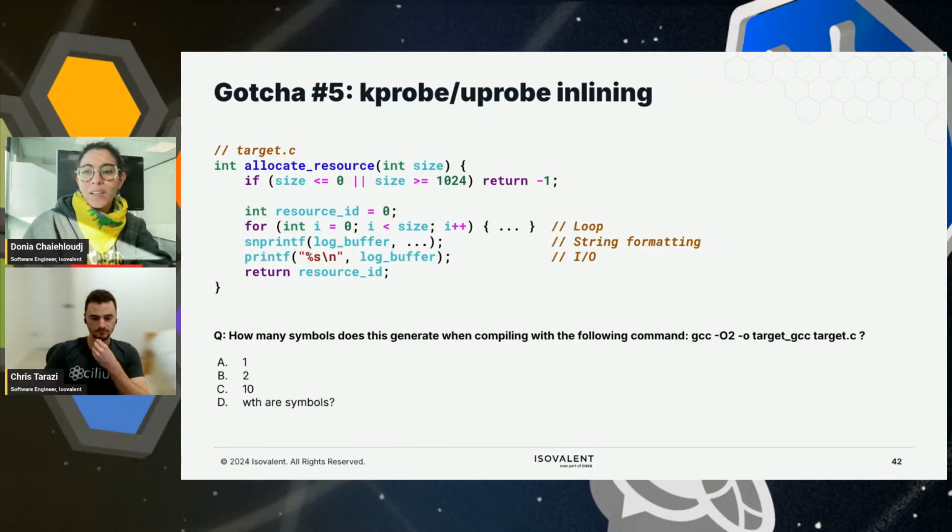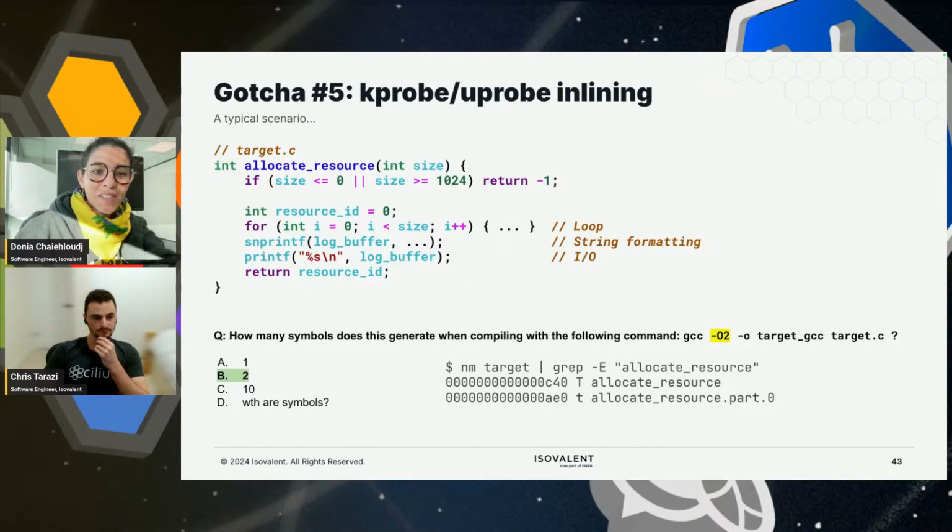I have a question again for you. How many symbols does this generate when compiling with the following command? So we are using O2. Response A: 1, response B: 2, response C: 10, response D: what the hell are symbols? I'm sorry for you. You can drop your answer in the chat again. So the response is 2.